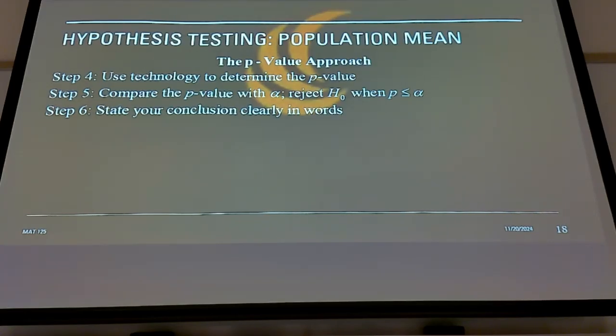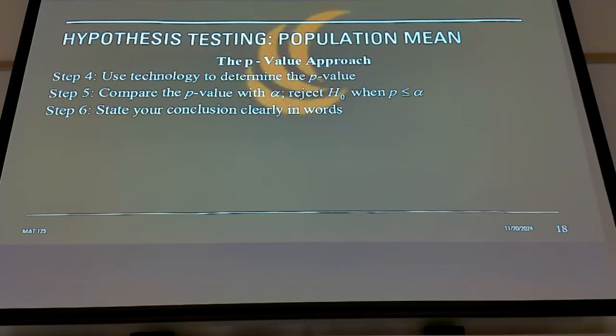And step 6, state your conclusion clearly in words. Again, being aware that you never say the null hypothesis is true. You say that you fail to reject it or reject it. And typically you do it in such a way: there is significant evidence to reject the null, there is significant evidence to not reject it, or there is not significant evidence to reject it. Something along those lines.